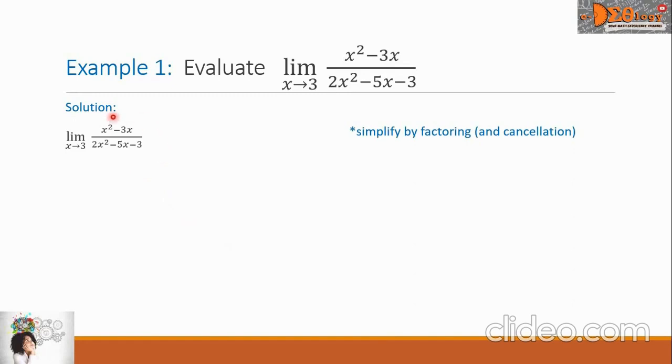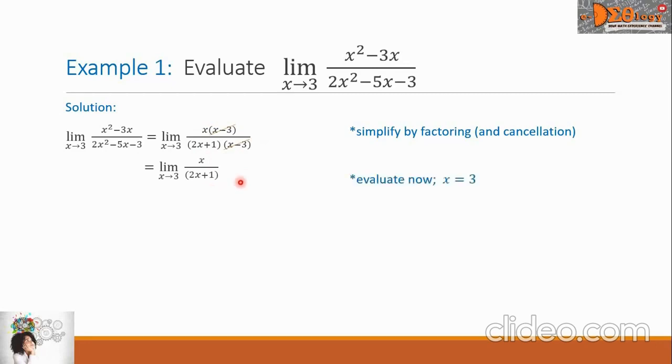So the numerator x squared minus 3x can be factored out into x times the quantity x minus 3 all over the denominator, whose factors are 2x plus 1 times the quantity x minus 3. From here, we can see that there is a common binomial in the numerator and in the denominator. That is the x minus 3 that we can cancel out. Now we can see that the function is now simplified into x all over 2x plus 1.